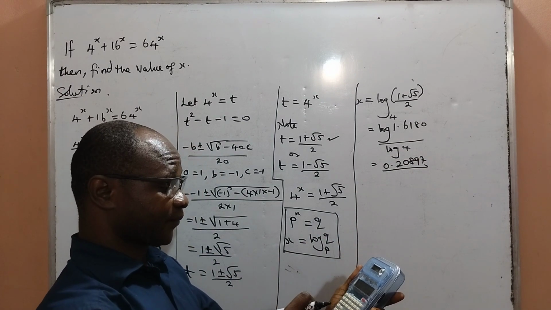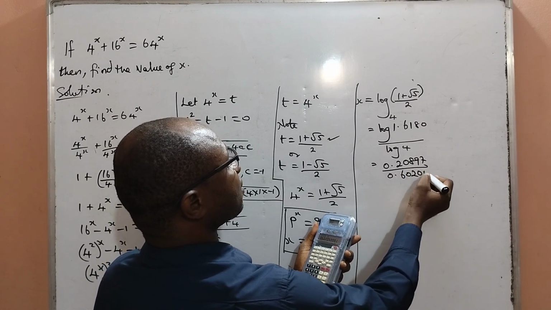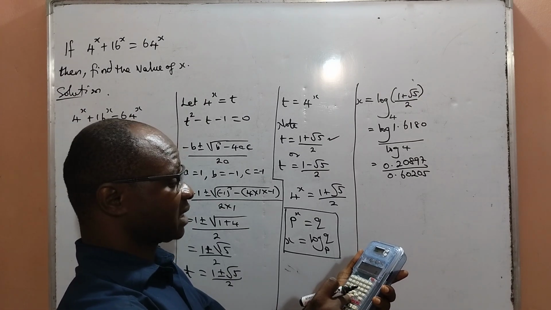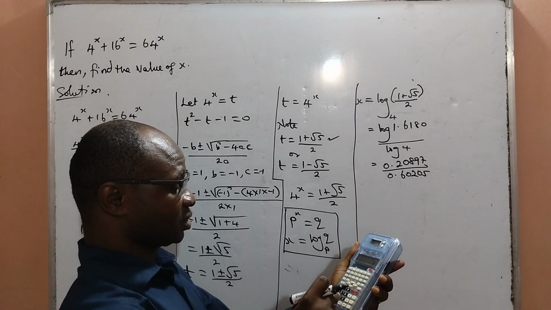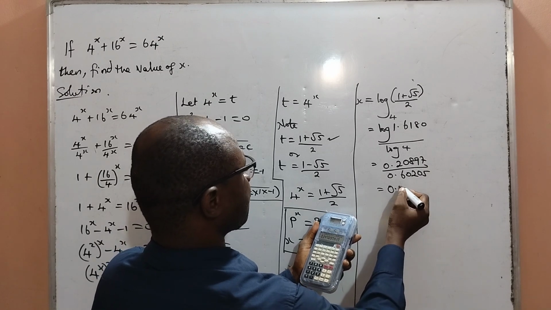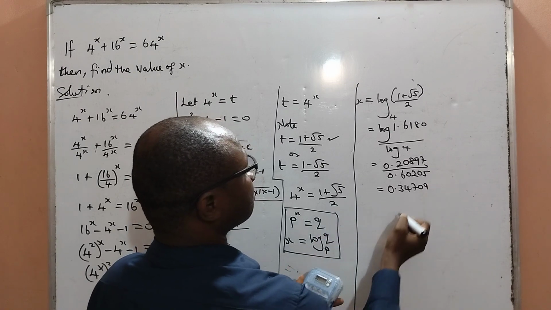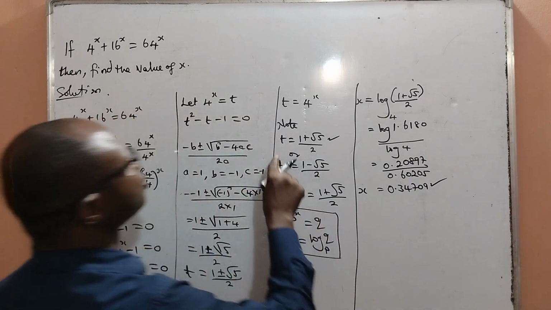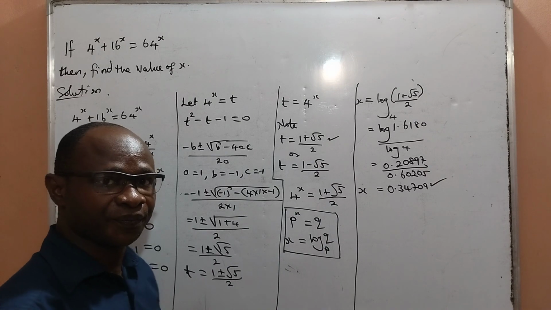Log 4 is equal to 0.60205. We divide. Therefore, 0.20897 divided by 0.60205 will give us 0.34709, okay, as the value of x when t is equal to 1 plus root 5 all over 2.